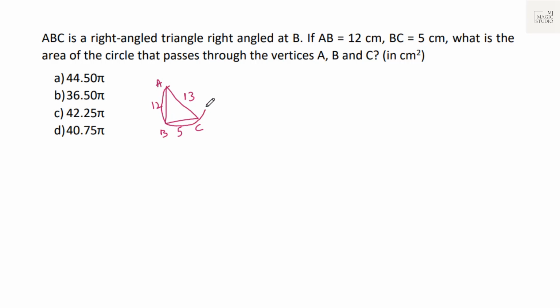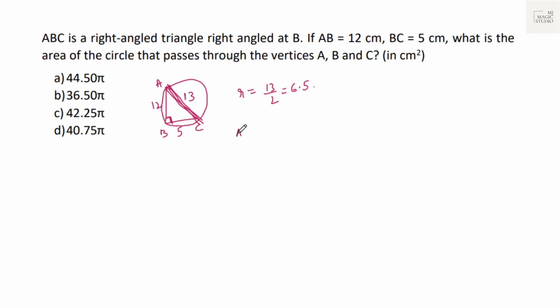We know that for a circle which passes through the right angle triangle's vertices, the hypotenuse is nothing but the diameter of the circle, because the angle in a semicircle is 90 degrees. This is the property of a right angle triangle. So the radius of our circle is 13/2, that is 6.5.